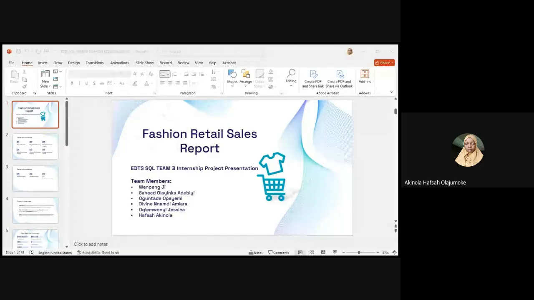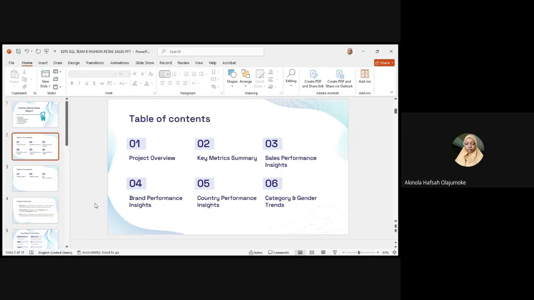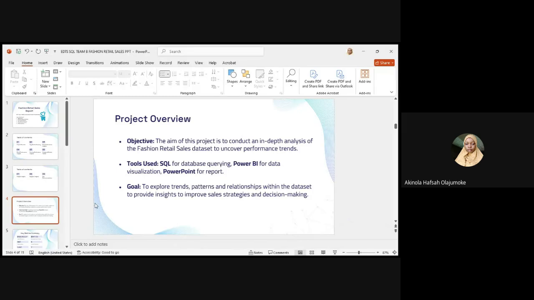Good evening, everyone. My name is Hafsa Akinola, and I'm representing EDTS SQL Team B for this internship project presentation. My team members include Wempeng, Sahid, Oguntade, Divine, and Jessica. This SQL project was carried out in order to analyze performance trends of this fashion retail store, to check performance across different brands and their sales, and to uncover trends that will help improve the business. This is a brief overview of the SQL queries that were carried out.